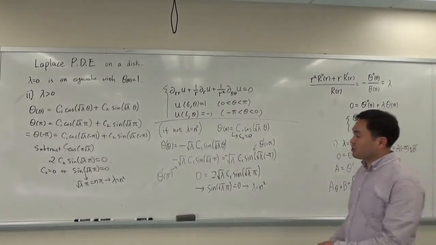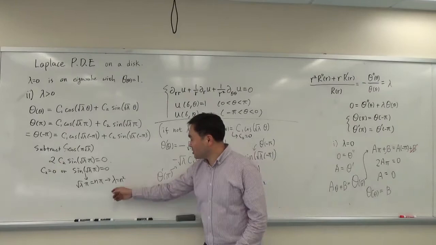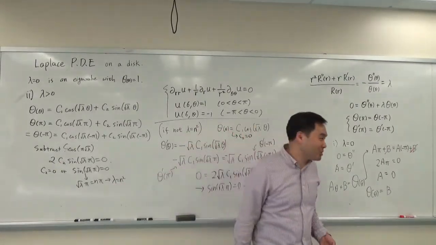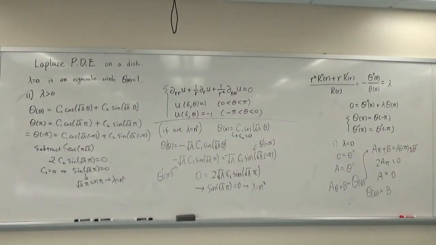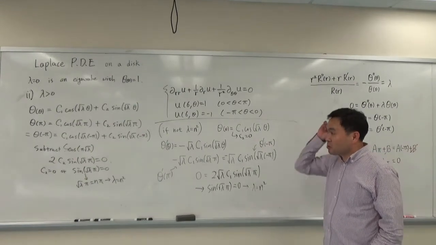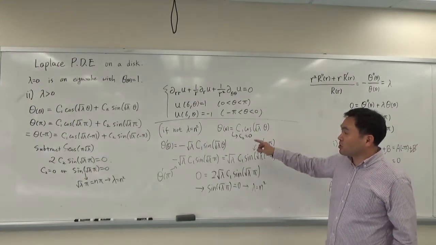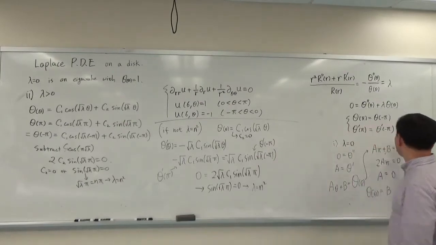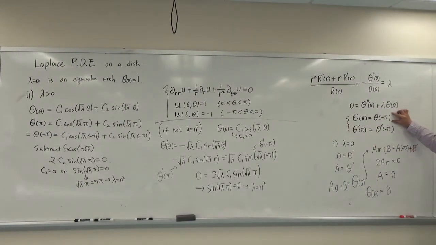So you try to avoid getting this, but you get to the same point anyway. Okay. So you do see that you need both conditions. Just having this one wouldn't suffice to force lambda to be n squared. Only when you have both of these do you get a value for lambda, which says lambda should be n squared. Okay. So that's what we have.